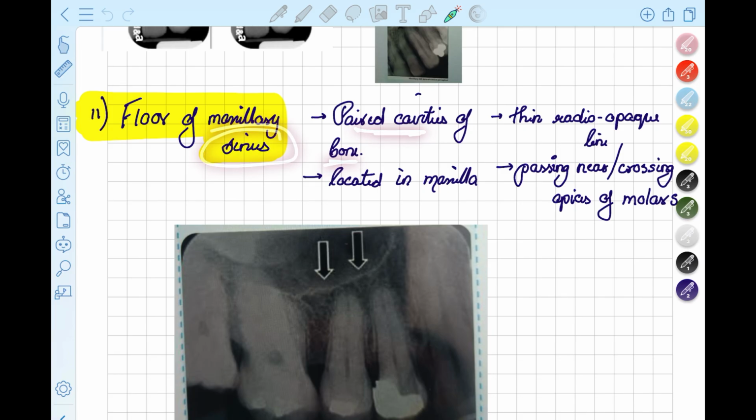Sinus is nothing but a cavity, so it will appear radiolucent, but the lining of the sinus is a bony structure, so it will appear radiopaque. So it appears as a thin radiopaque line.